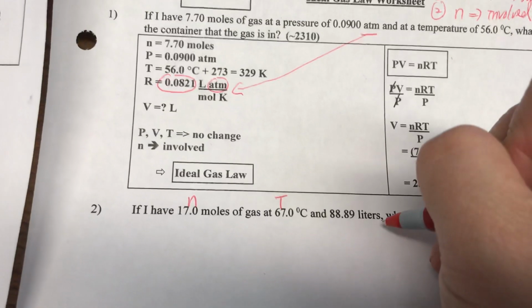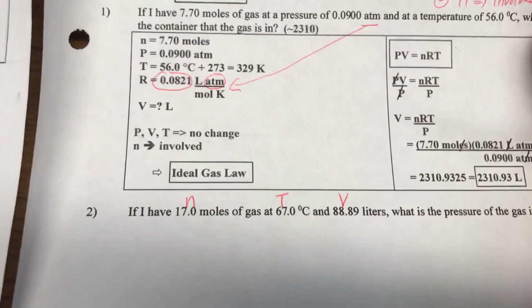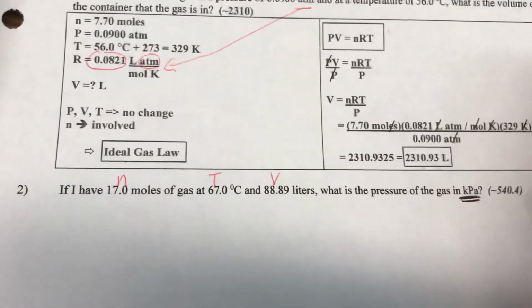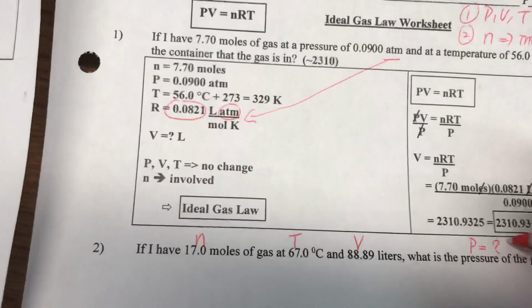And same thing for 88.89 liter, this is volume. But V, V1 or V2? I don't have any other volume, so this is V only. And what is the pressure in kilopascal? So I'm looking for P equals question mark kPa.